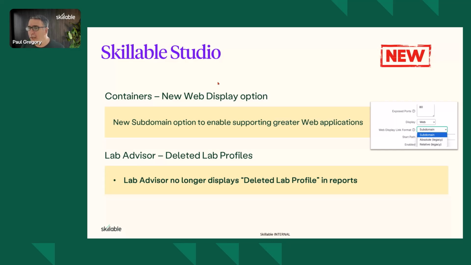Little pet hate of mine, Lab Advisor. Lab Advisor gives you lots of little tips about what to do with labs if they're not configured correctly. One of the things that was really frustrating was that a Lab Advisor rule might come back and say you've got all these deleted lab profiles which are causing this rule to fail. The problem is, if it's a deleted lab profile, there's nothing you can go and edit and fix because it's deleted. I'm more than likely the only person that deletes lab profiles, so it really annoyed me. But fortunately, I've managed to get the engineering team to make it so that deleted lab profiles don't appear in the Lab Advisor reports anymore.